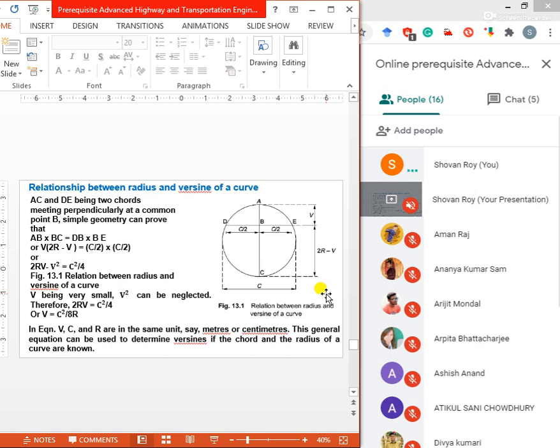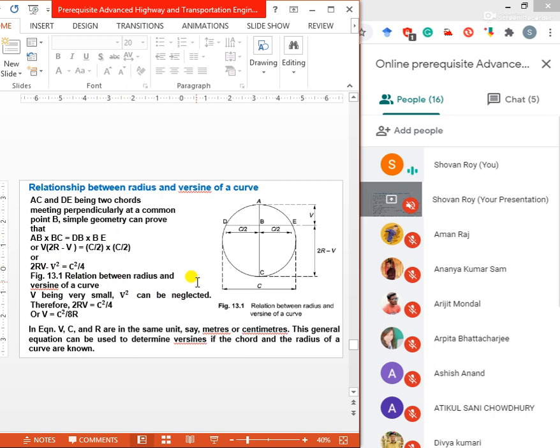So V into 2R minus V equals C by 2 into C by 2, that is DB into BE. D is the complete C, DB is C by 2, and BE is also C by 2. So AB into BC equals DB into BE, where AB is V, BC is 2R minus V, and DB and BE are both C by 2. Or simply, 2RV minus V square equals C square by 4 from the geometric relationship.